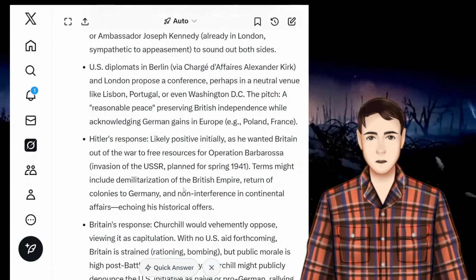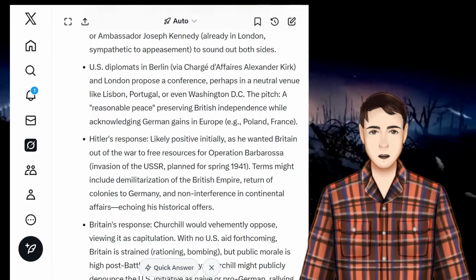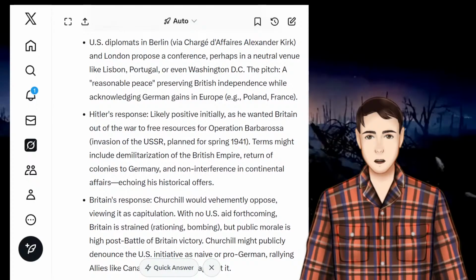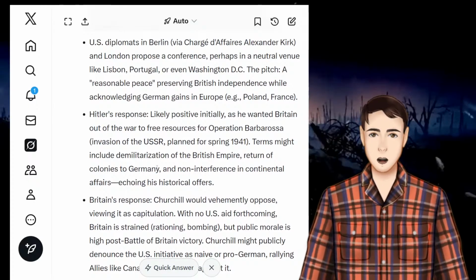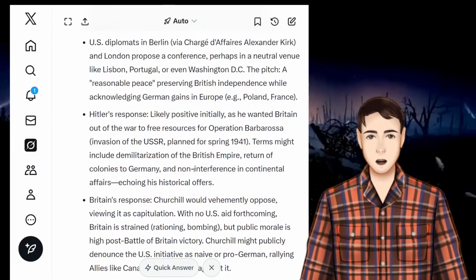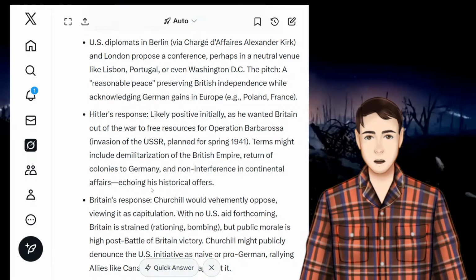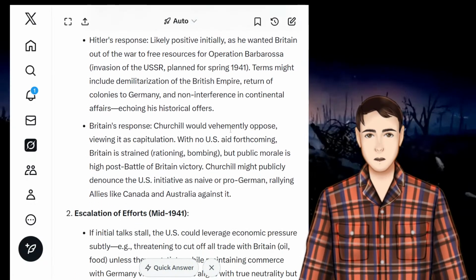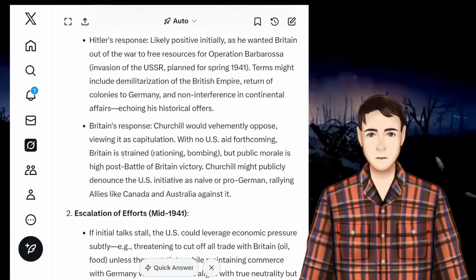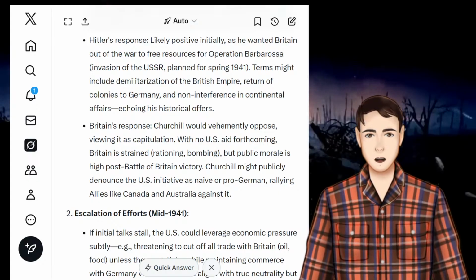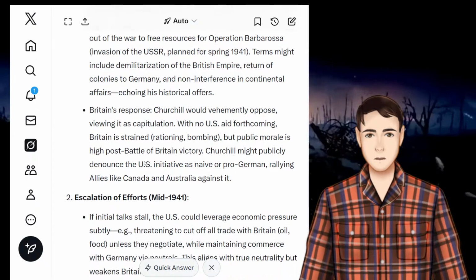Terms might include demilitarization of the British Empire. Oh man, that is asking a lot. Return of colonies to Germany. Okay, maybe. And non-interference in continental affairs, echoing his historical offers. Britain responds, Churchill would vehemently oppose, viewing it as capitulation, with no U.S. aid forthcoming. Britain is strained, rationing, bombing, but public morale is high post-Battle of Britain victory.